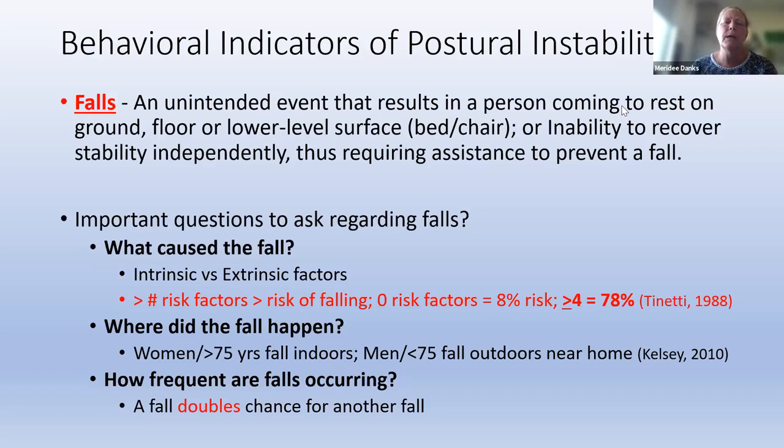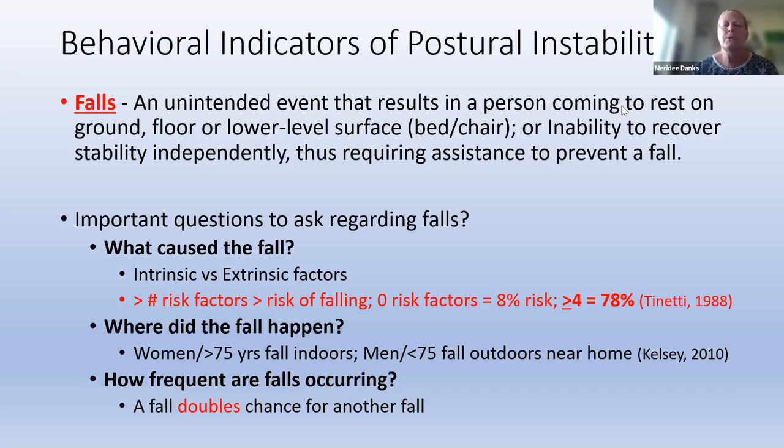So there are important questions that we need to ask regarding falls. If somebody reports a fall with your intake information, you want to know things besides did they fall. You want to know what caused the fall. There can be intrinsic factors, an example would be weakness, or extrinsic factors, like the dog leash got wrapped around my legs.